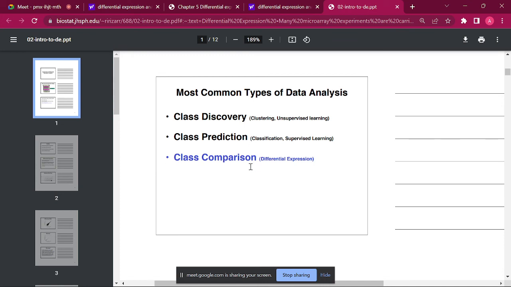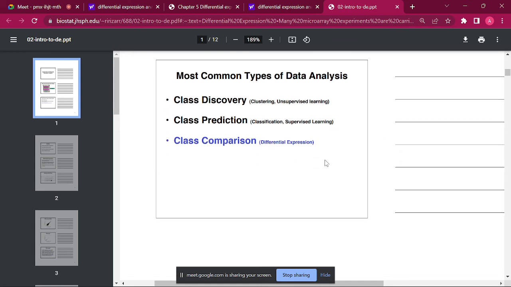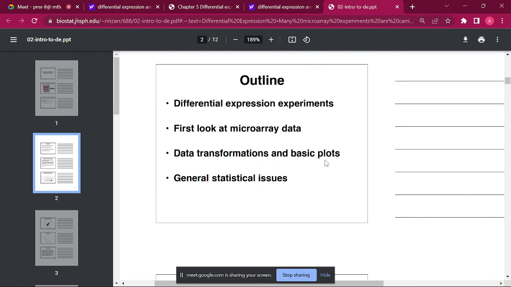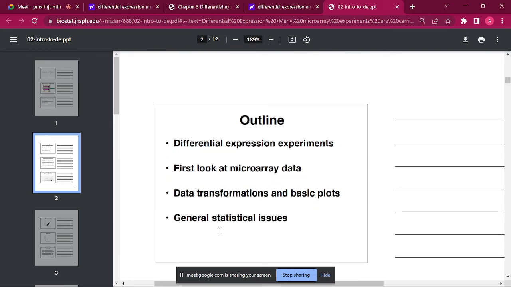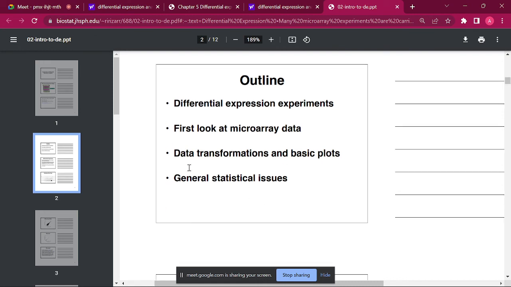We have class comparison, which is differential expression that I explained just now. Now, the outline. What are we going to discuss in this differential expression experiment? First, look at the microarray data, then data transformation and basic plots, general statistical issues. Data transformation and everything I explained to you in the last class. In the next class, we'll do complete data processing. We'll cover all these things in R by ourselves and we will perform data analysis.